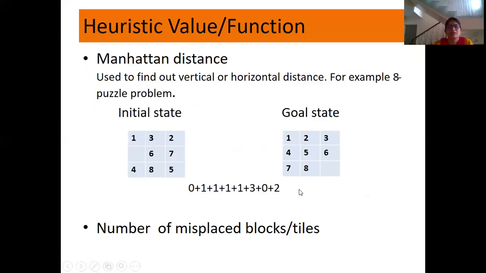So I'm sure it is clear to you all. The three heuristic functions we saw are Euclidean distance, Manhattan distance, and number of misplaced blocks. So I'm sure heuristics is clear to you. Only one thing you should remember: we use heuristics whenever we want a quick solution, and the solution may be good or it may not be good.